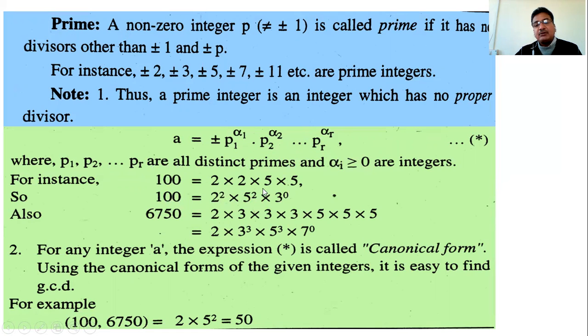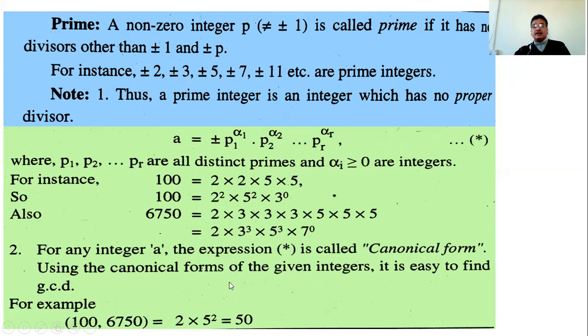That is, this is the factorization of 100 as a product of primes. And this is the factorization of 6750 as a product of primes. And so we write this as 2 raised to 1, 3 raised to 3, 5 raised to 3, and 7 raised to 0. Don't write this 7 raised to 0, no need of this. So this is the canonical form of 6750. So we can express the number in canonical form.